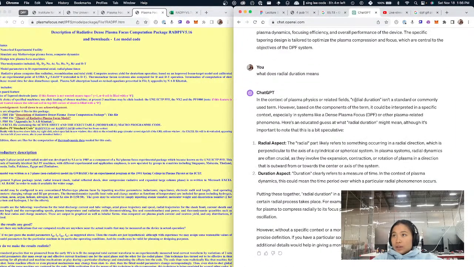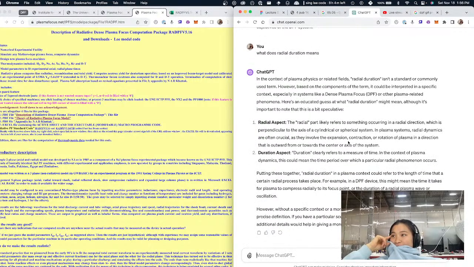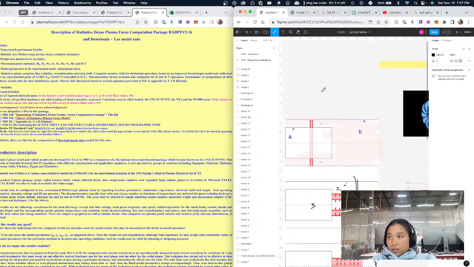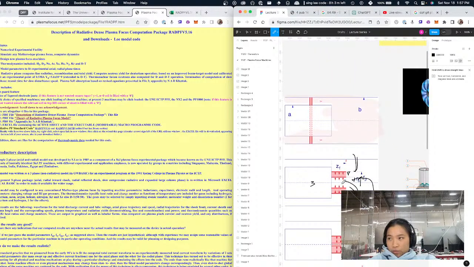Okay, radial duration is not a standard or commonly used term. Awesome, we love when that happens. Educated guess, me too. Radial aspect. Okay, so I'm guessing it's how long we anticipate or want it to take for that mushrooming effect to happen in the second step. Like right here, when it does that first radial pinch.